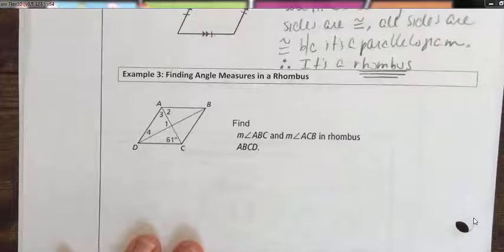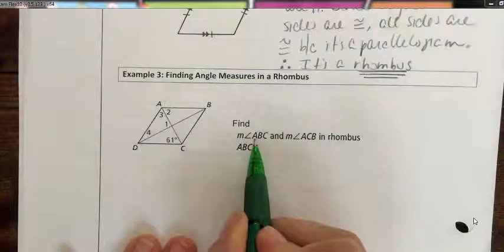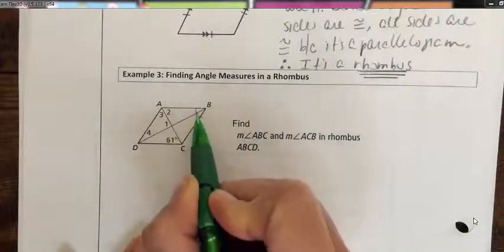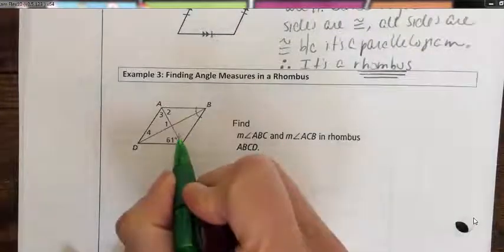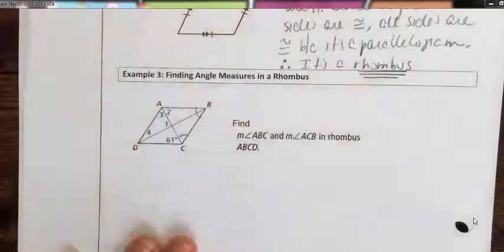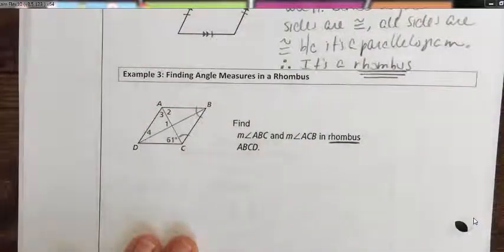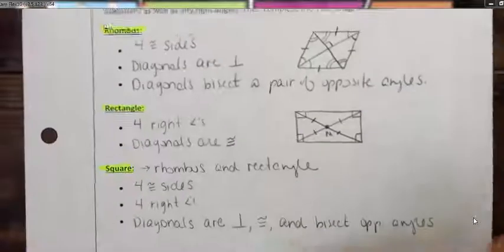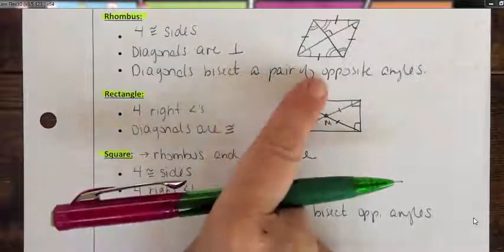All right, example 3, we're going to find angle measures in a rhombus. So we're going to find the measure of angle ABC, so that's this angle right here, and ACB, which is this angle right here. And we know that it's a rhombus. Okay, so that's key. Let's think about what we know about rhombus angles. We know that diagonals bisect a pair of opposite angles.